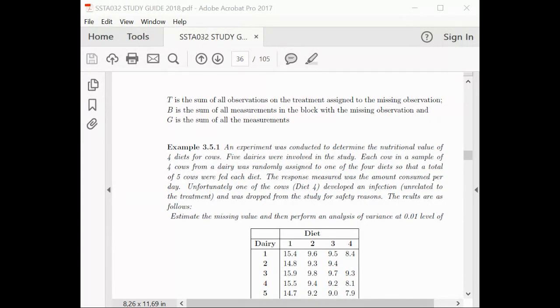Sir, can I have the formula for SST correction? There's this SST correction, the one where we find SST from this problem. If you have a missing observation, you can find the SST correction. No, I don't know about that one. Usually you get it when you run it using software.